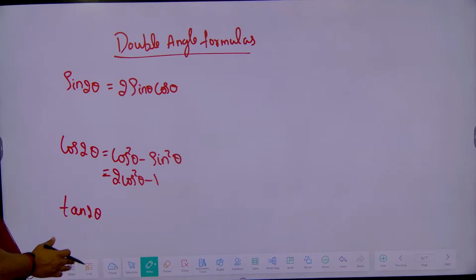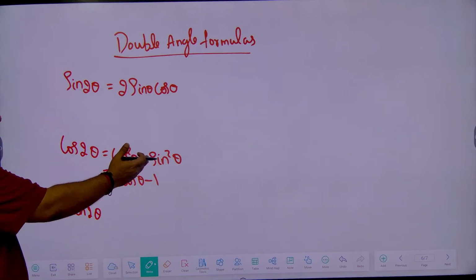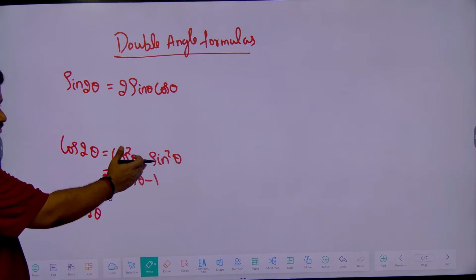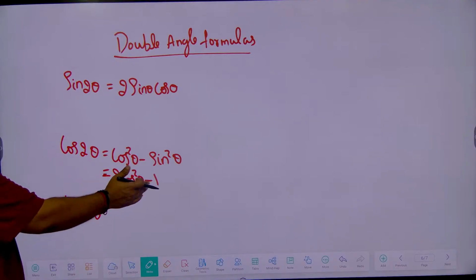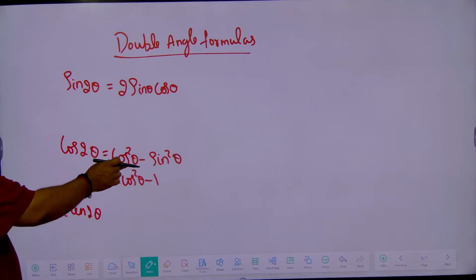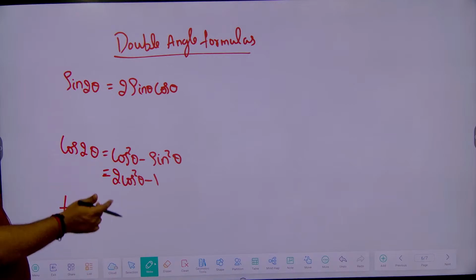How it is coming you don't have to worry. That is what I told you. Sin square theta, if I write it as 1 minus cos square theta, then minus into minus will become plus. So plus cos square theta plus cos square theta, it will become 2 cos square theta minus 1. Next, if I write cos square theta in terms of sin, 1 minus sin square theta, I will get 1 minus 2 sin square theta.